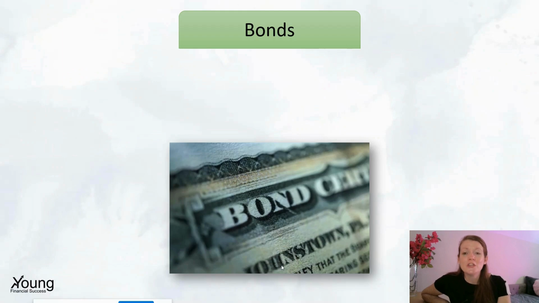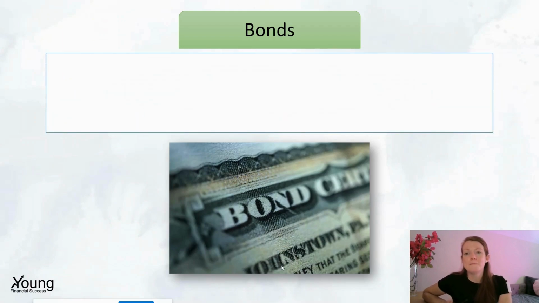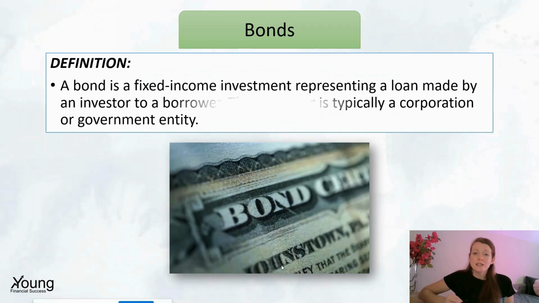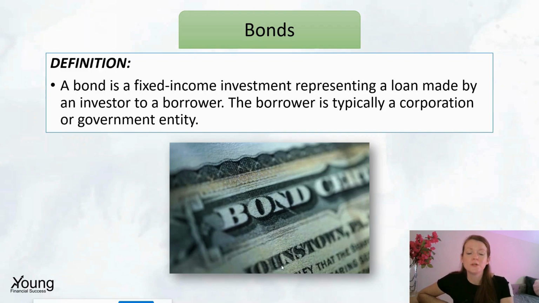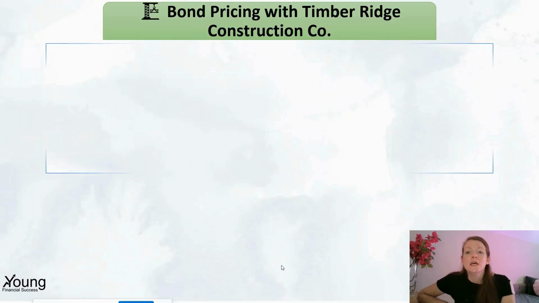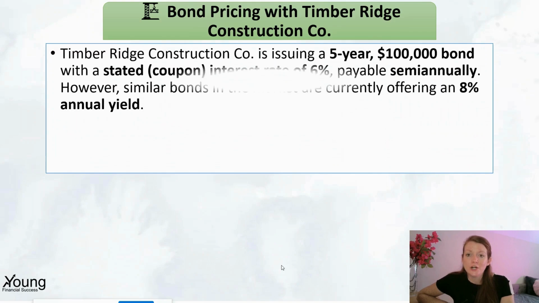So first, just let me tell you a little bit about what a bond is. A bond is a fixed income investment. Fixed income meaning you know how much to expect each time that you get a payment from this investment. It represents a loan being made by an investor to a borrower. So me as an investor, I get to lend someone money. So I get to be the bank. The borrower is typically a corporation or the government. So that's where you're going to get the different types of bonds. We get more into that later, but just a little introduction into what that is.